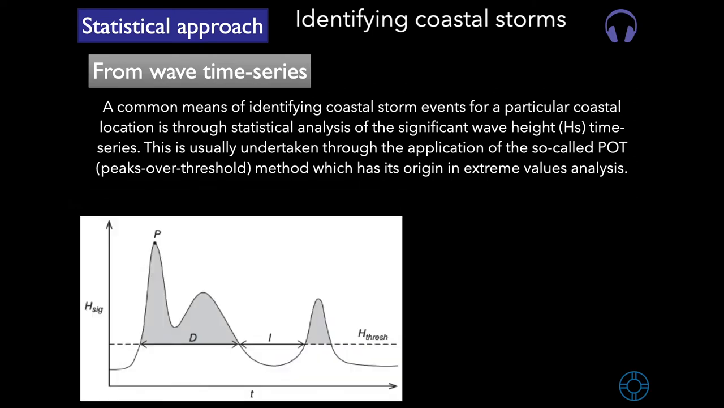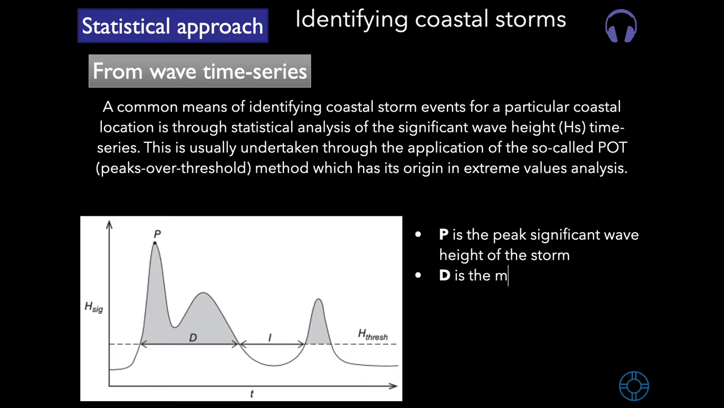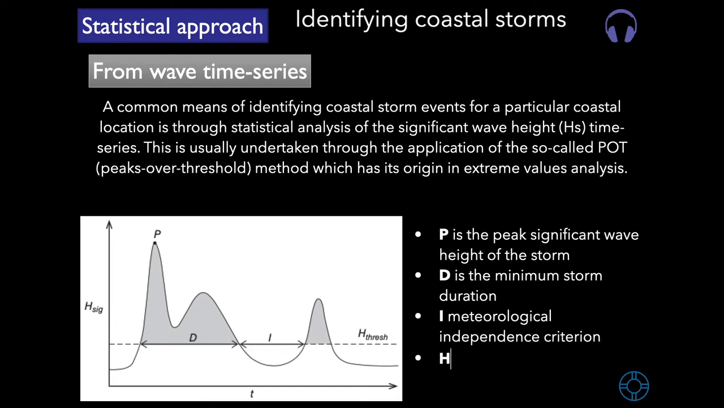Let's take a look at this graph to see some concepts of the POT method, where P is the peak significant wave height of the storm, D is the minimum storm duration, usually in hours, I is the meteorological independence criterion, and H thresh is the storm wave height threshold.